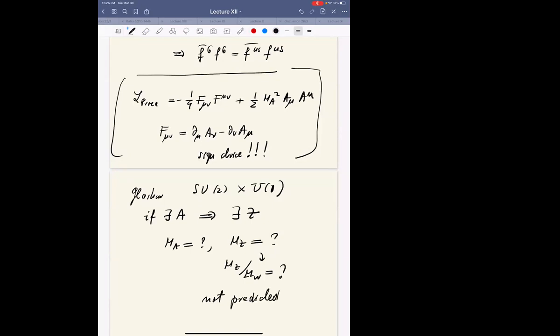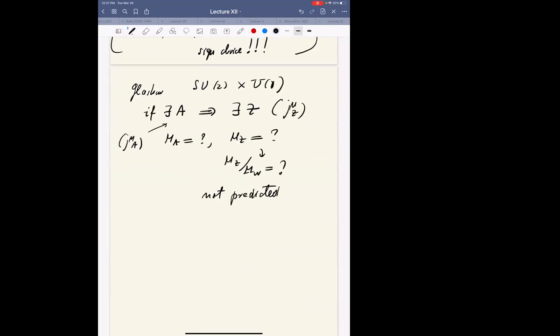Even the photon is not predicted. The only thing is, if there is a photon with that interaction, I get the Z boson. So there is a beautiful connection. Z boson with its precise J mu Z, that was fixed. And A boson with its precise J mu A, that he has to assume, Glashow, okay.